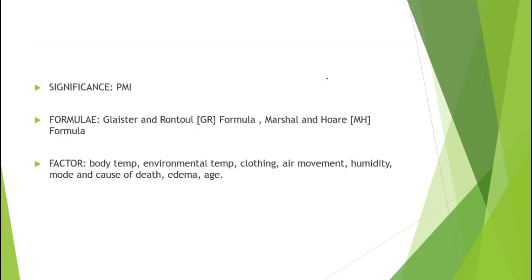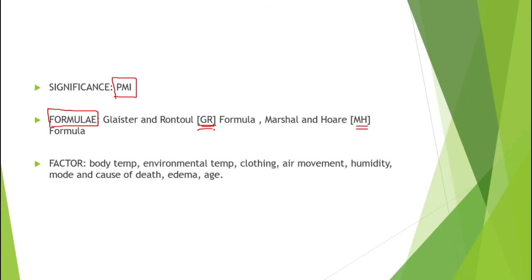Its significance is PMI, and for PMI we use three assumptions as I previously mentioned, and the second assumption is that our formula really use. The formulas we use are the GR formula and the MH formula. The details of these formulas are beyond the scope of these lectures, as I have never seen them appear in the past paper MCQs, so these are not very high yield concepts.